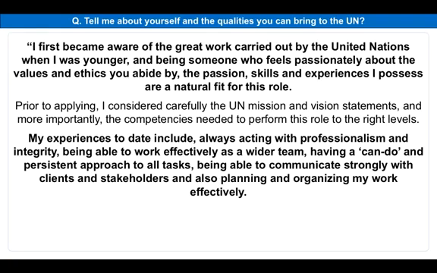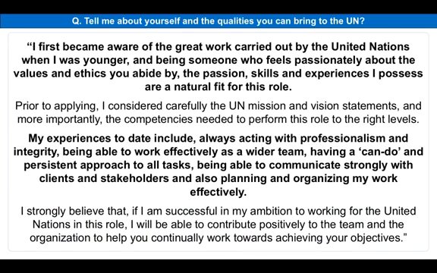Now, my experiences to date include always acting with professionalism and integrity, being able to work effectively as a wider team, having a can-do and persistent approach to all tasks, being able to communicate strongly with clients and stakeholders, and also planning and organising my work effectively. I strongly believe that if I am successful in my ambition to working for the United Nations in this role, I will be able to contribute positively to the team and the organisation to help you continually work towards achieving your objectives. So that's a very strong and positive answer.